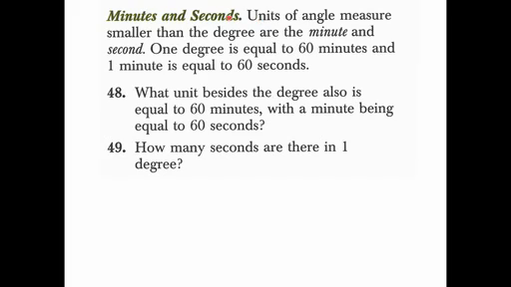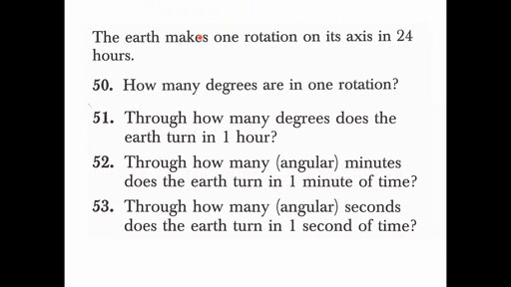Minutes and seconds. Units of angle measure smaller than a degree are the minute and the second. So when you're measuring an angle, we had a problem earlier than this. If you're at 1 degree, that is not the smallest angle possible. You can break it up into minutes and seconds. What unit besides a degree also is equal to 60 minutes, with a minute being 60 seconds? How many seconds are there in 1 degree? And a few more questions about this.